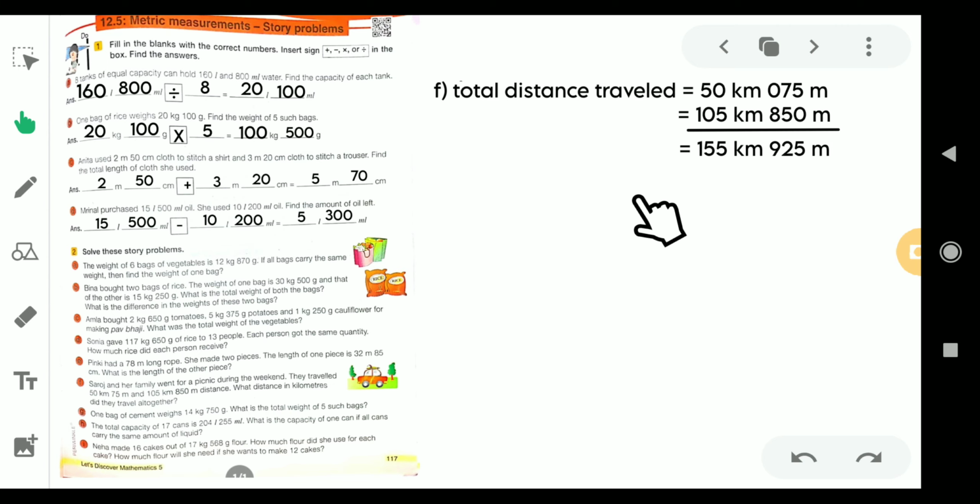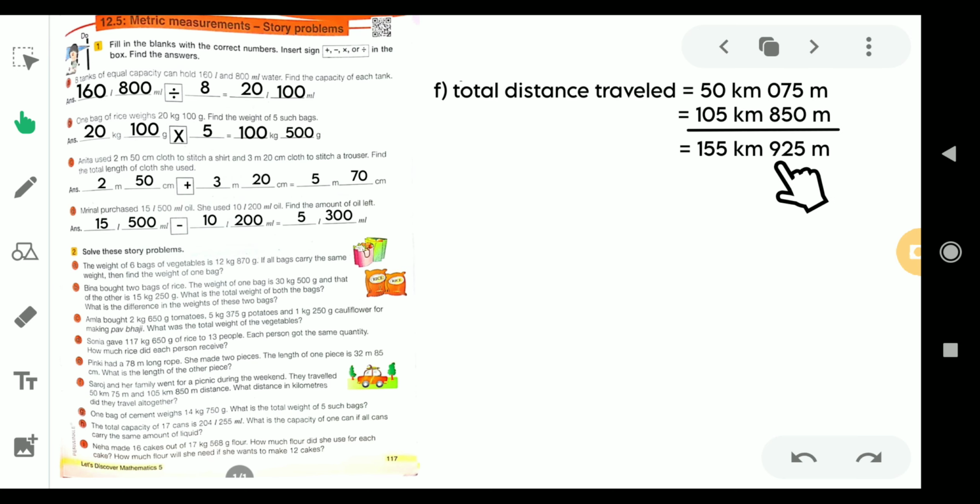So to find out that, we are going to add both the units. So this is 5, and 7 plus 5 is 12, 1 carry over, it is 9, and it is 5, 5 plus 0 is 5, and 1 as it is. So it is 155 kilometer 925 meter. And if you want to write this in kilometer, you can write this as 155.925 kilometer. Yes, in both ways we can express that.